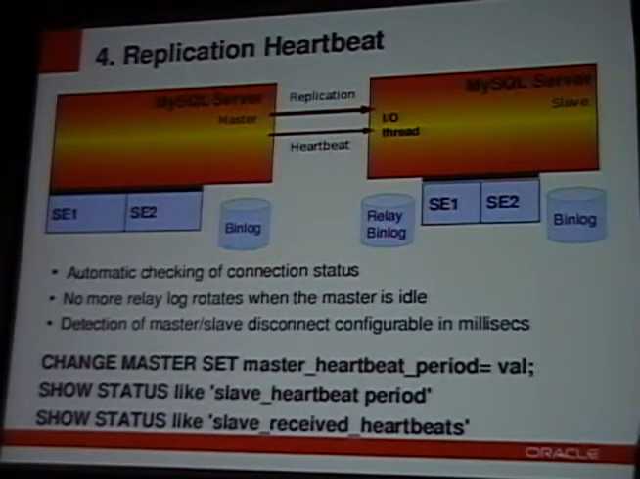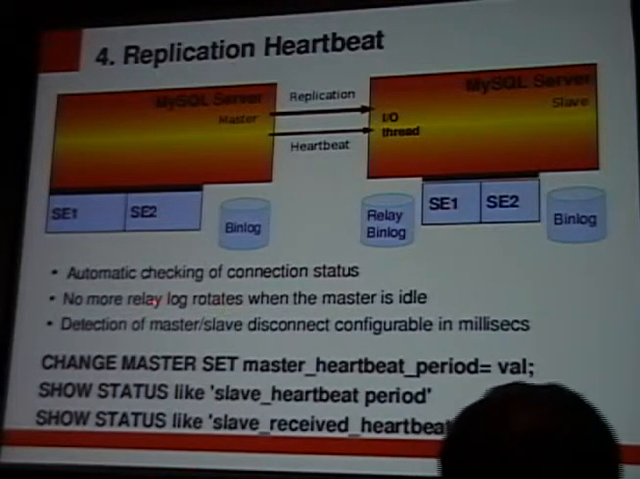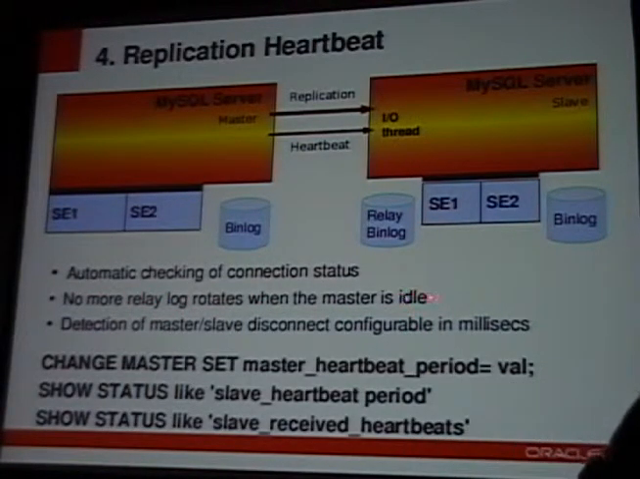Replication heartbeat. If the master is idle, then it will send these fake events instead, the heartbeat events, so that the slave knows that the master is still alive. Earlier there were problems in that the relay log was rotating when the master was idle, because if they didn't get any events, it was assumed the master was dead, which it might not have been, and then every time it makes a new connection to the master, and it rotates the relay log. So you get a lot of these empty relay logs. And with this one, you don't have this problem anymore.